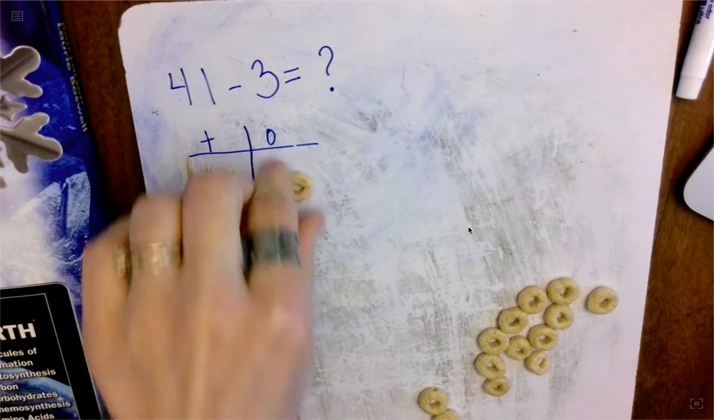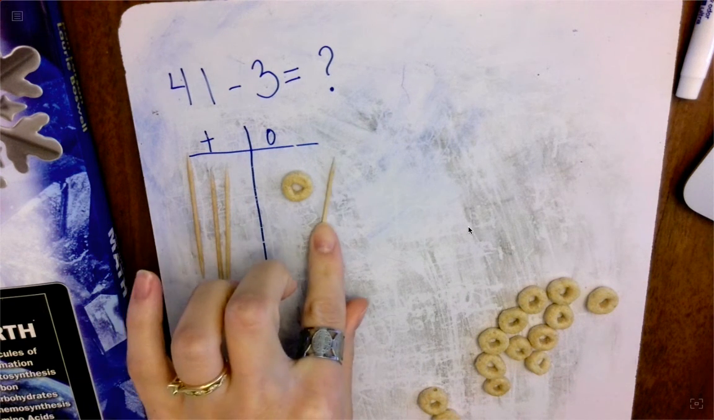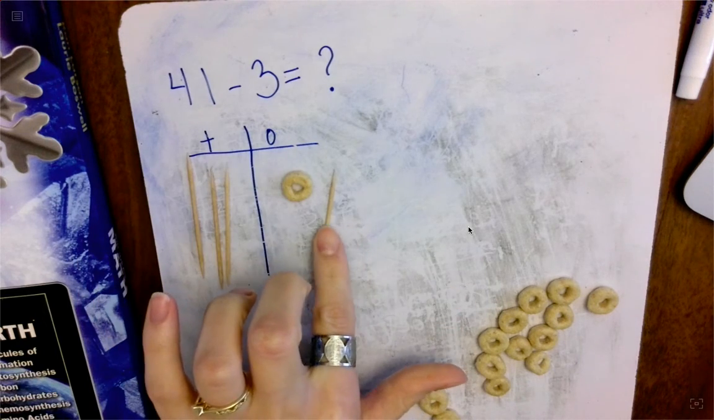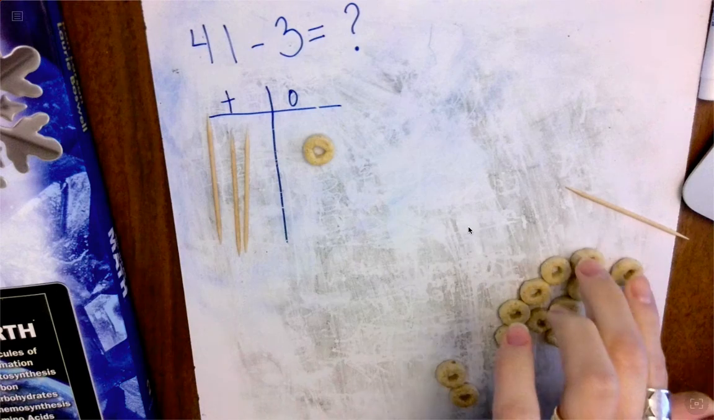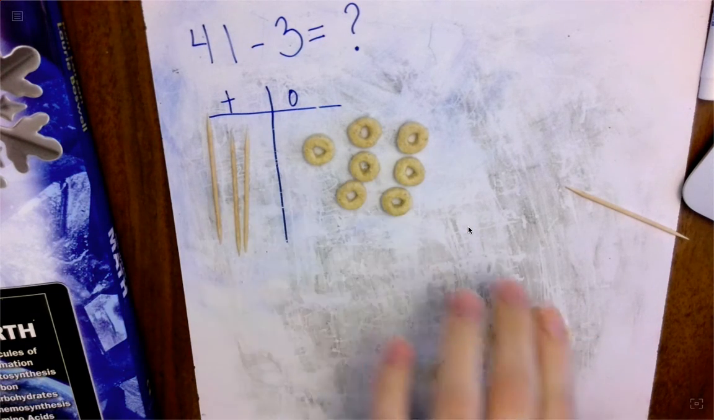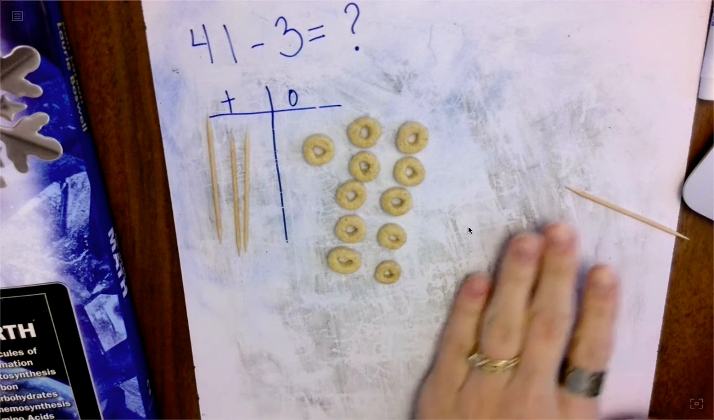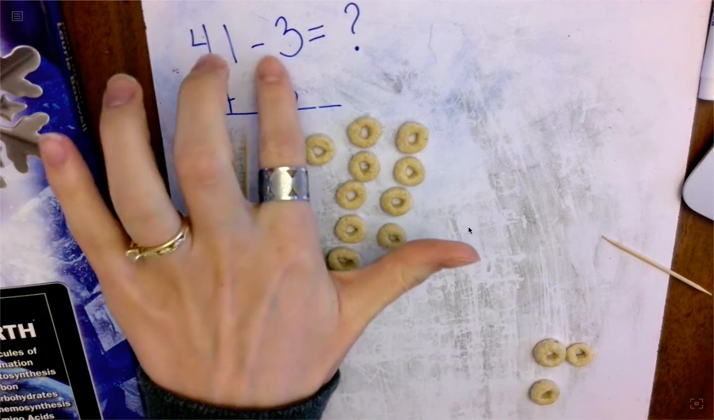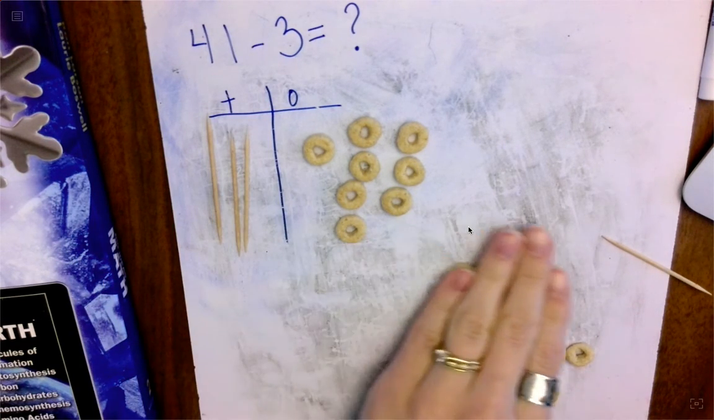So I'm going to regroup. I'm going to take one of these tens and bring it over here. But this can't stay over here because remember, these are ones. So this needs to be 10 ones. I'm going to put that away and bring over 10 ones. 2, 4, 6, 8, 10, right? Now I still have 41. Now subtract 3. So I can take 1, 2, 3 away.